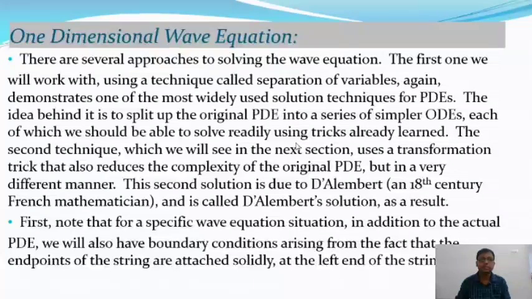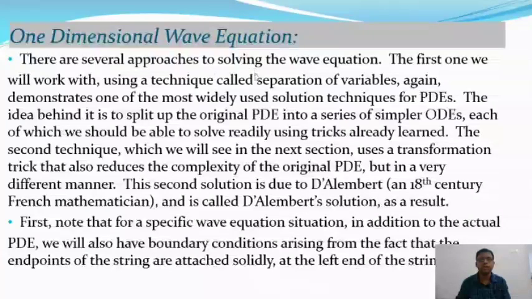So the second technique, which we'll be seeing in the next section, uses a transformations trick that also reduces the complexity of the original partial differential equations, but in a very different manner. This second solution is due to D'Alembert and is called the D'Alembert solution as a result. So the one-dimensional wave equation can be solved by two different methods.